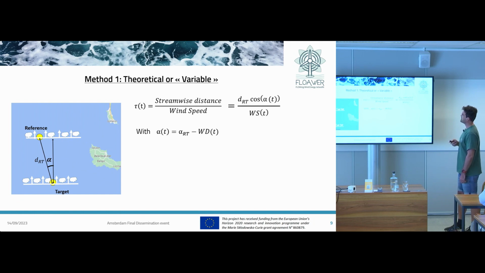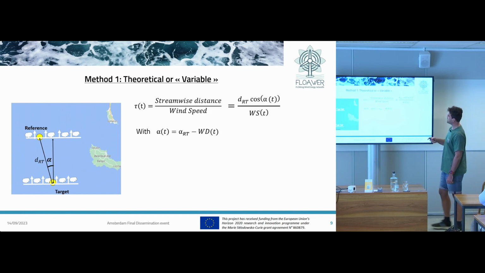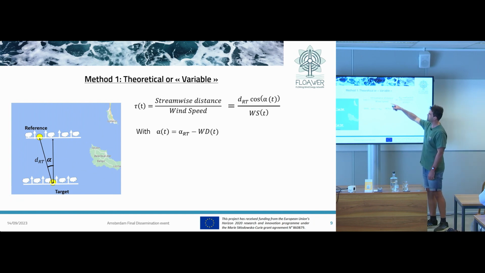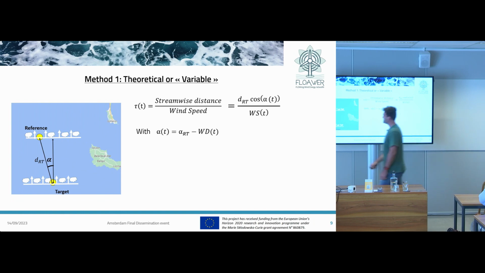In the first method, I say that for each time step, the time lag is equal to the streamwise distance over the wind speed. The streamwise distance here is, if we say that the wind is going in this direction and that this direction is the direction between the two stations, the distance between the two stations projected with this angle alpha. So it's dRt cos alpha over the wind speed, and alpha is the difference between the direction here and the wind direction.